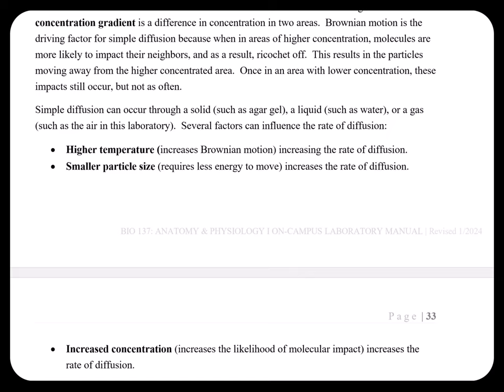Other factors that are going to influence the rate of diffusion besides temperature are if you have smaller particles, they're going to be able to move more quickly because they don't weigh as much. Another one is if you have an increased concentration. So if I spill the perfume on myself, I now have a very high concentration and the smell is going to spread quickly. So people are going to notice that I'm putting on way too much perfume, as opposed to if I just sprayed a little bit on, and then you have to kind of get close to me and get a little whiff of my eau de toilette.